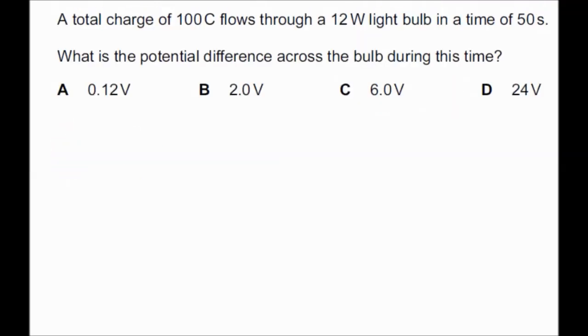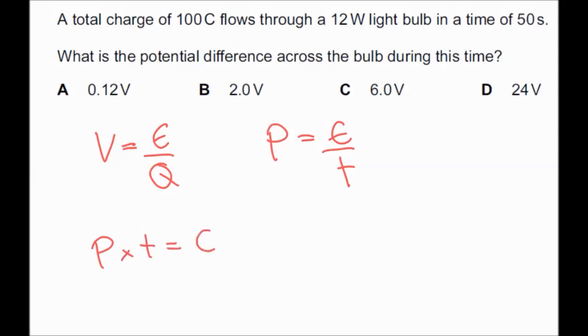100 coulombs flows through a 12 watt light bulb in a time of 50 seconds. What's the potential difference across the bulb during this time? Well, V is equal to energy divided by the charge, and power is equal to energy over time. So power times time is going to give us the energy. So 12 times 50 is equal to the energy, which is 600 joules.